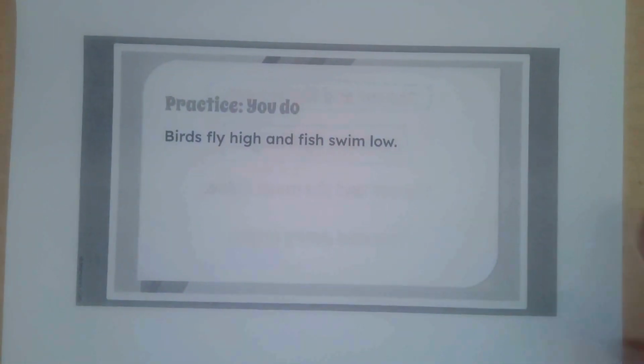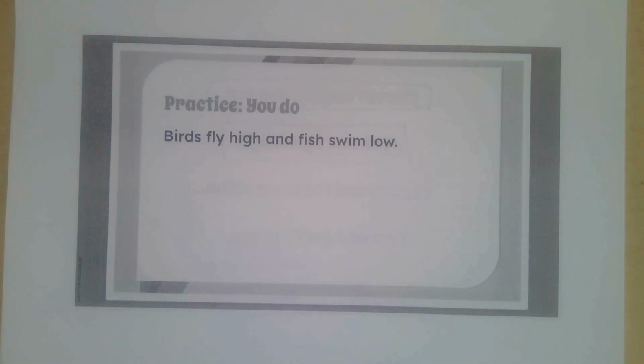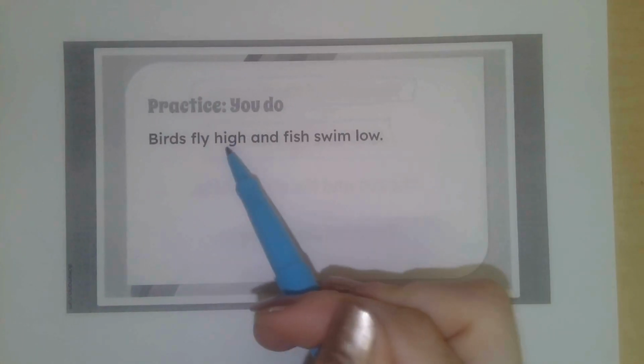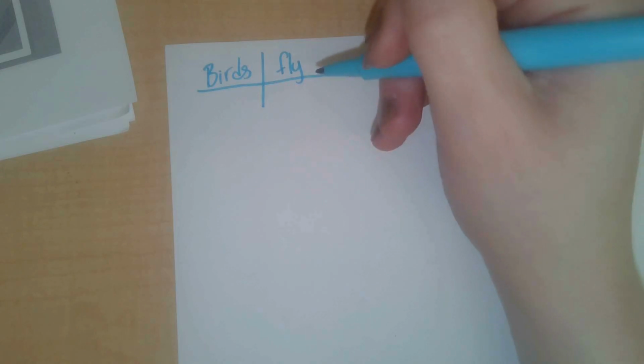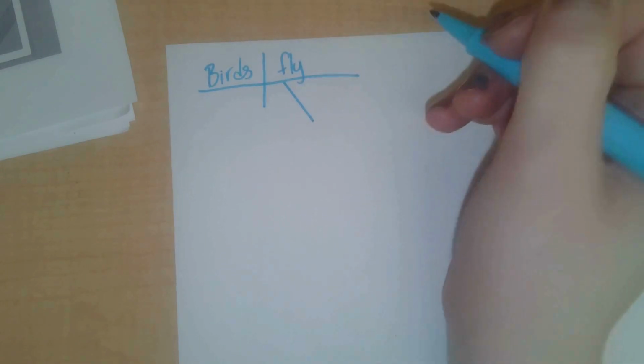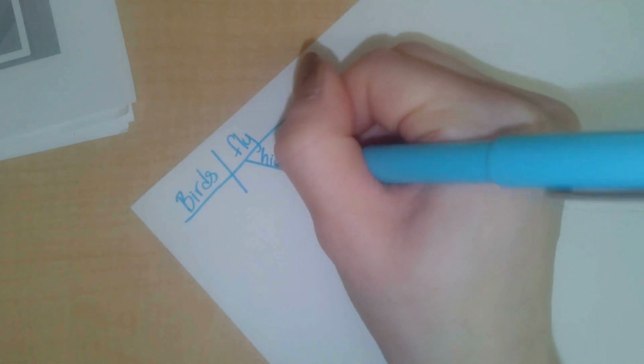Now here's your practice. Birds fly high and fish swim low. This one has prepositions in it, high and low. So remember what we do with prepositions. Go ahead, pause, and do the exercise. Here is your answer. Birds is our first subject. Birds fly, that's our verb. Where do birds fly? Our preposition, birds fly high.